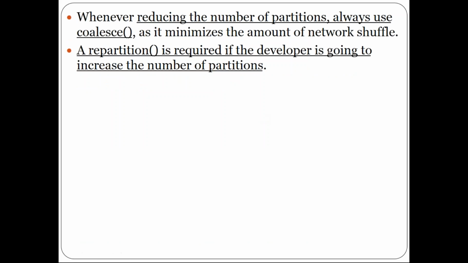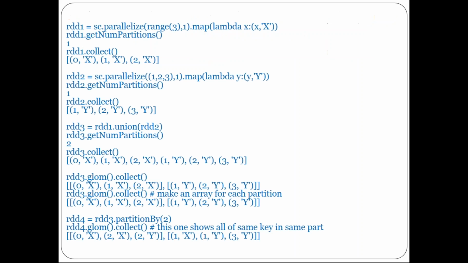Now, whenever reducing the number of partitions, always use coalesce. It minimizes the amount of network shuffle. Repartition is required if the developer is going to increase the number of partitions, 2 to 4, 4 to 2. If you are going to increase, 2 to 4, use repartition. If you are reducing, use coalesce.